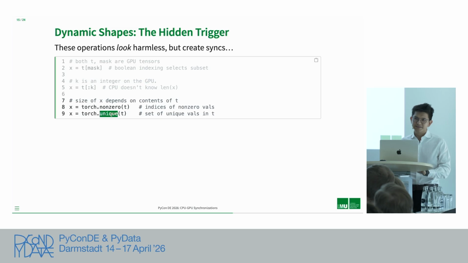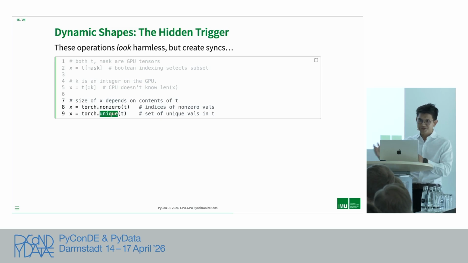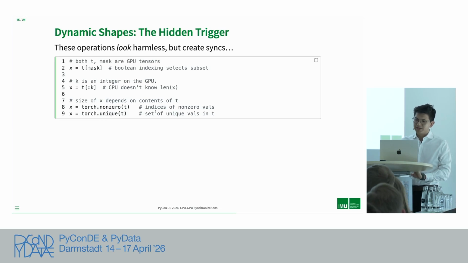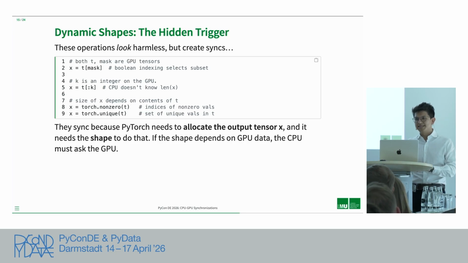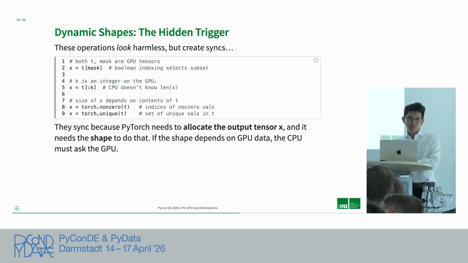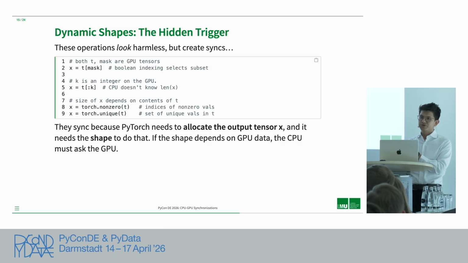The same with unique. This is like calling set on a list in Python. So how many unique numbers are there in a tensor? Well, that depends on the tensor and its data. So what they all have in common is that they synchronize because PyTorch needs to allocate this output tensor x, and it needs to know the shape in advance. And if this shape depends on GPU data, the CPU must ask the GPU.